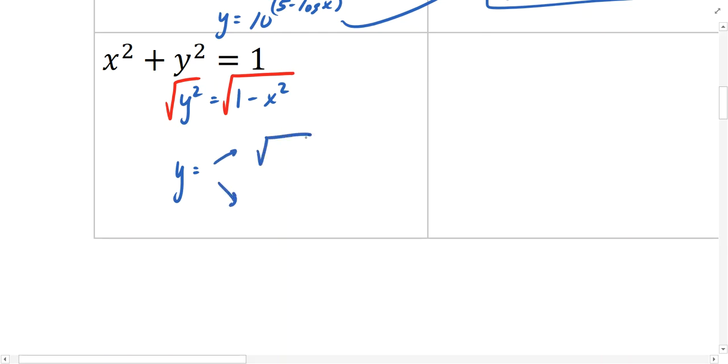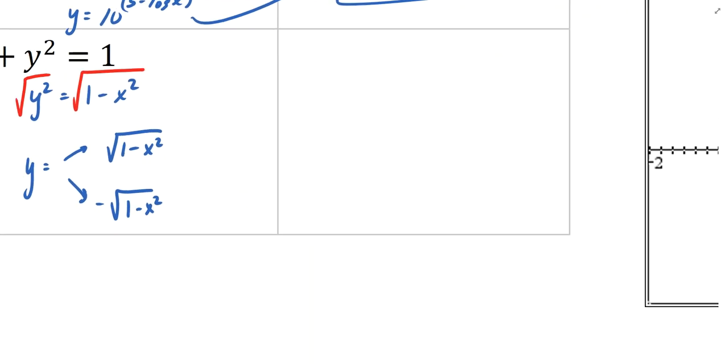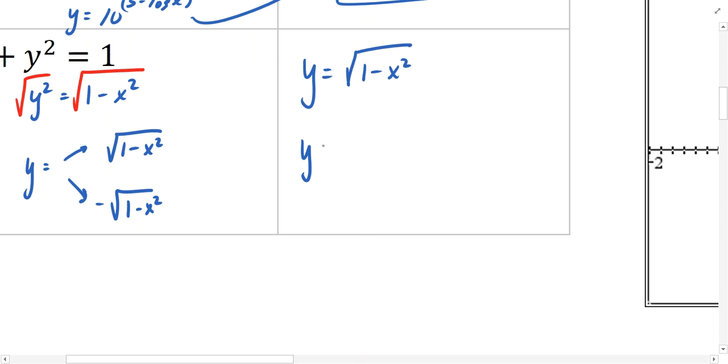We have the positive square root of 1 minus x squared, and we also have the negative, or the opposite of 1 minus x squared. Since we had to put this radical symbol on paper, we had to be prepared for both solutions. And so as far as our explicit form goes, we have y equals the square root of 1 minus x squared, and we also have the equation y equals the opposite of the square root of 1 minus x squared.